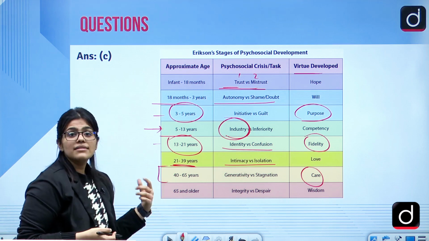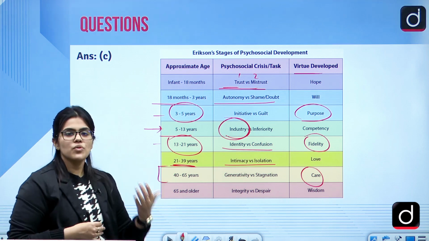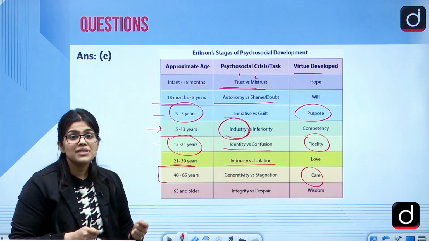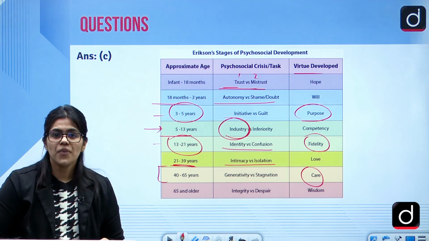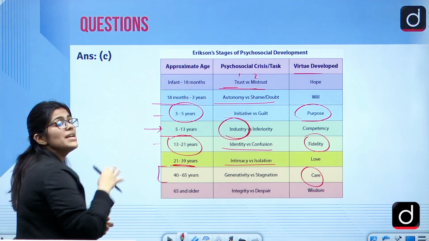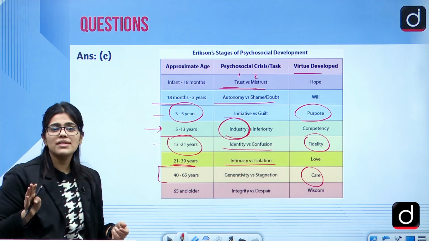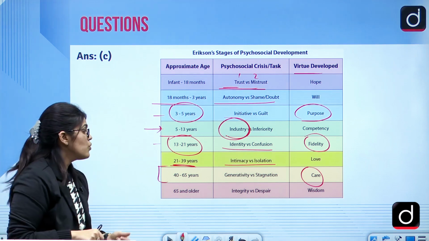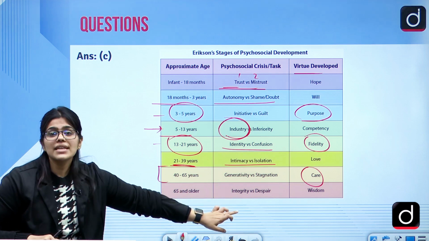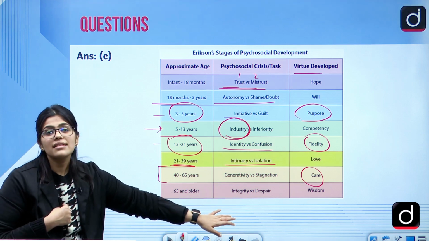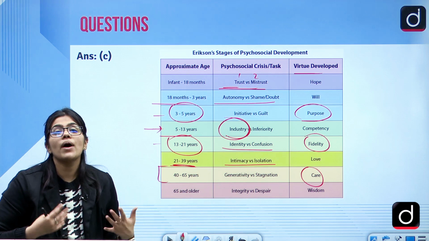At the end, from the age of 65 to the time you live, that is the stage where Erikson says you learn wisdom. In the whole process, you never gain wisdom. You don't know what is right and wrong. But on your deathbed, you know that I need integrity, and yes, there is death approaching. There is despair because now I am dependent.